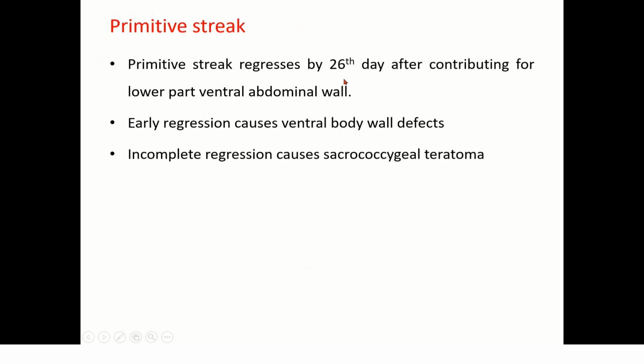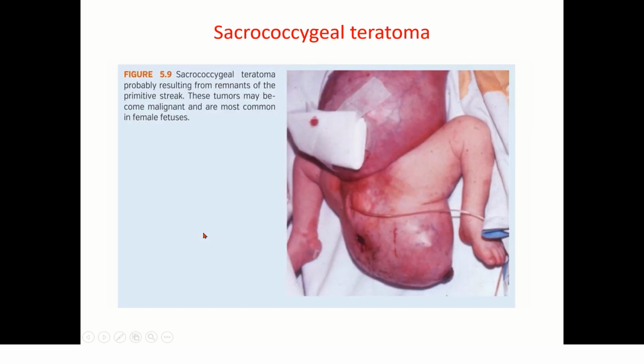The primitive streak regresses by the 26th day after contributing to the lower part of the ventral abdominal wall. Early regression causes ventral body wall defects, whereas incomplete regression, that is persistence of the primitive streak after the 26th day, causes sacrococcygeal teratoma. You can see here this is the sacrococcygeal teratoma.